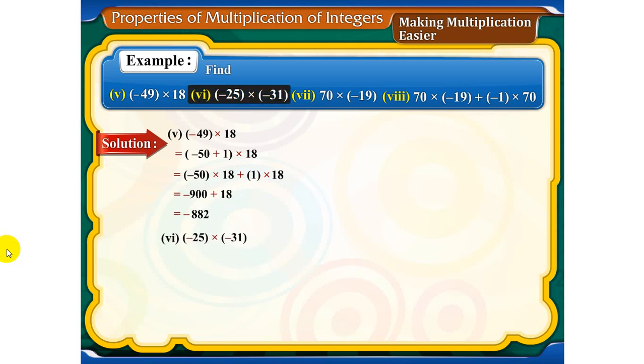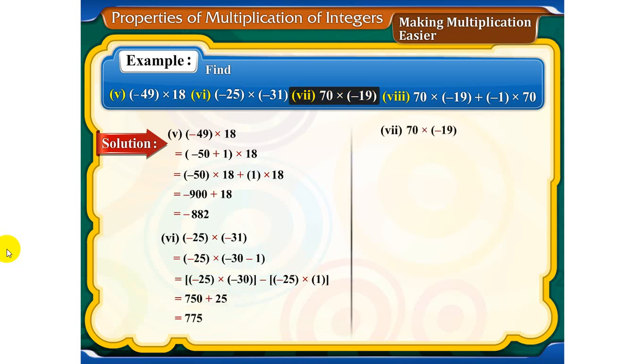6. Negative 25 multiplied by negative 31 is equal to negative 25 multiplied by negative 30 minus 1, which is equal to negative 25 multiplied by negative 30 minus negative 25 multiplied by 1, which is equal to 750 plus 25, which is equal to 775.